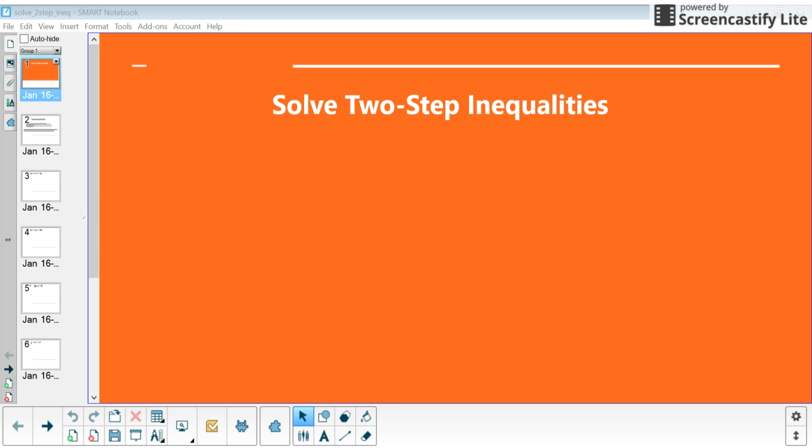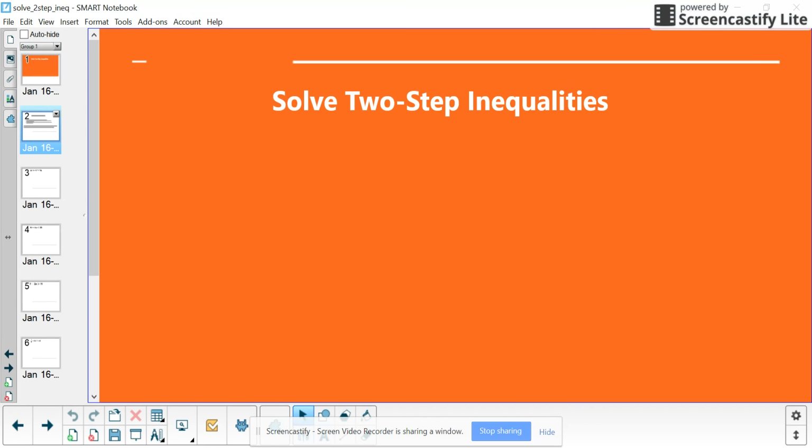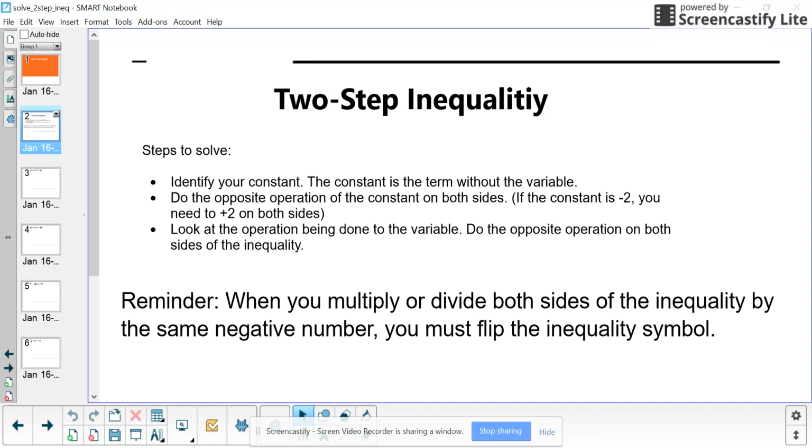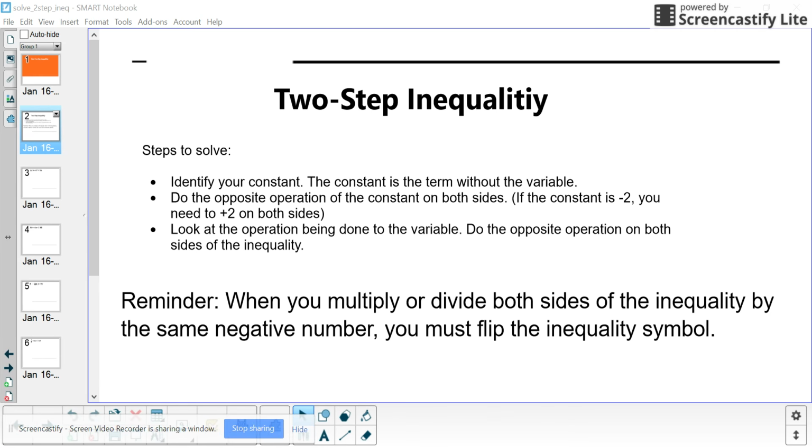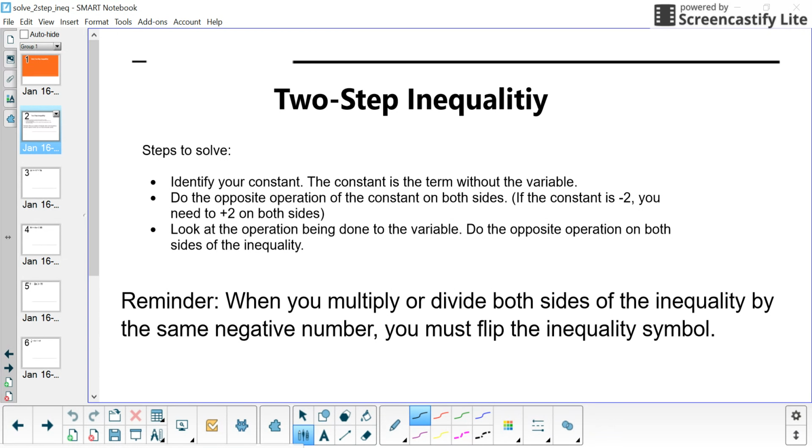Hi there, in this video we're going to learn how to solve two-step inequalities. The first thing you need to know is how to go through the steps. The steps are extremely similar to the steps to solving a two-step equation. First, you need to identify your constant.